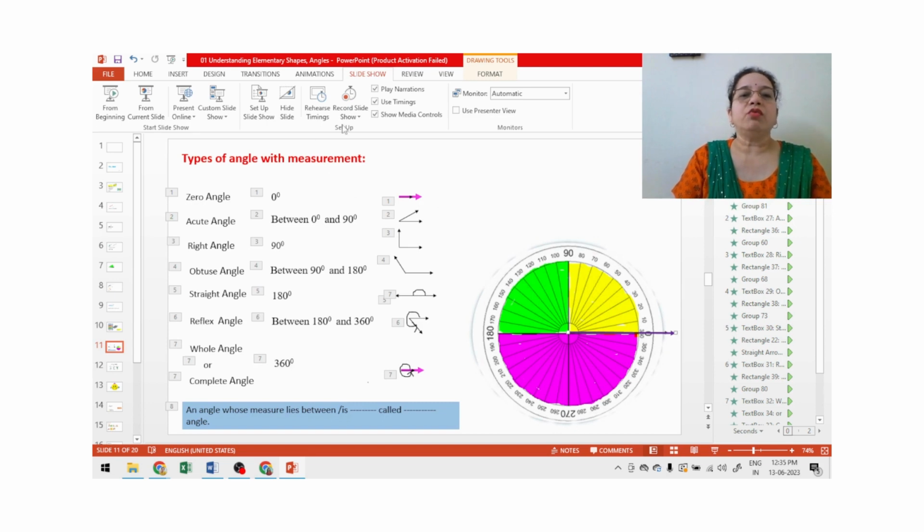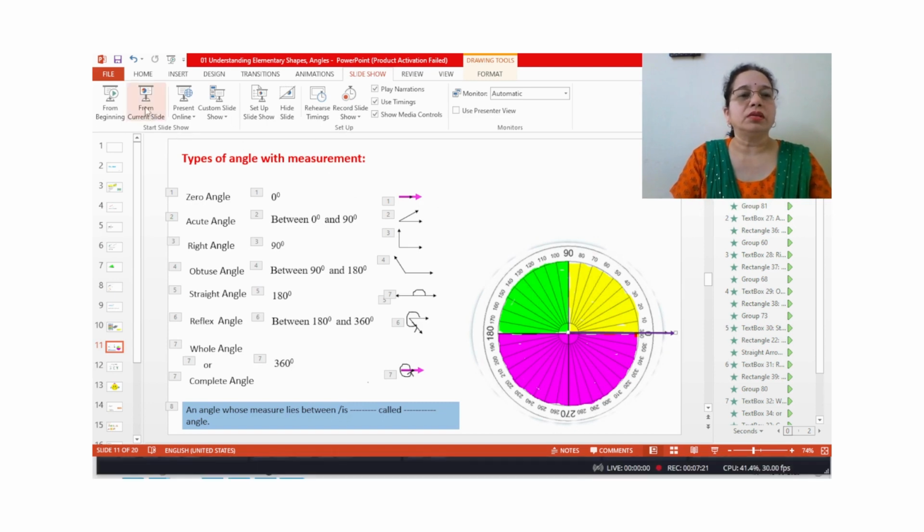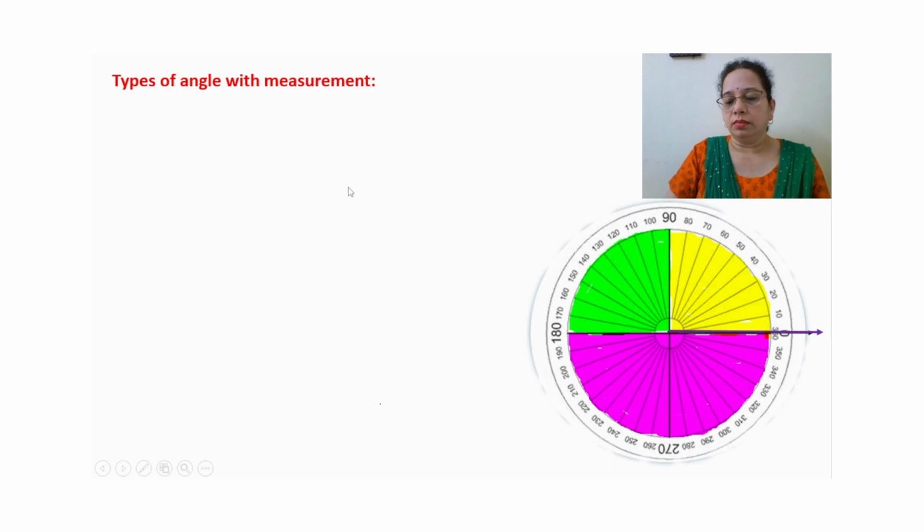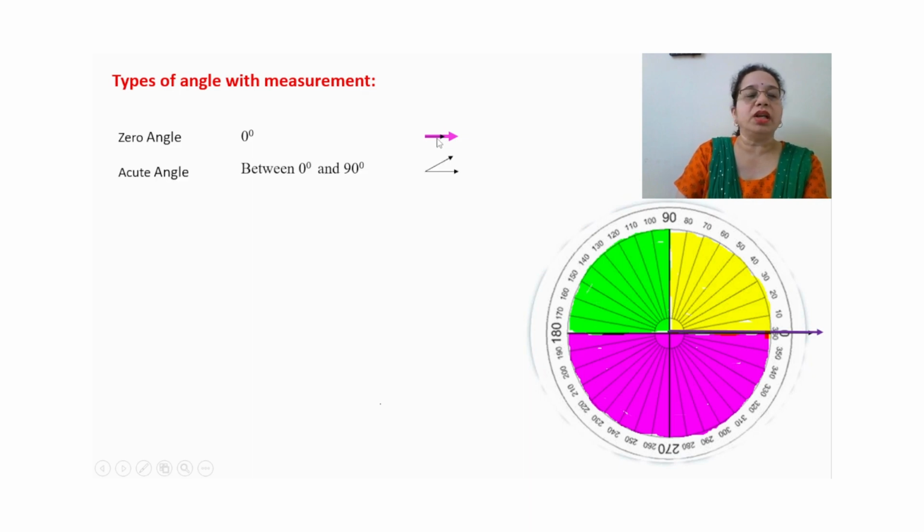Now the same thing we will do with this. So zero angle: two rays, initial ray and terminal ray, no angle is formed, so zero angle, 0 degree. Acute angle is between 0 and 90 degrees. Right angle, this is your 90 degrees.